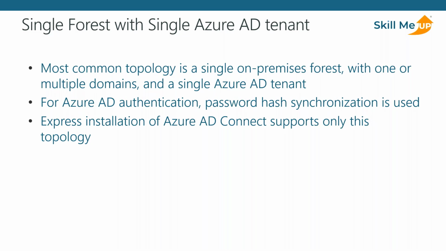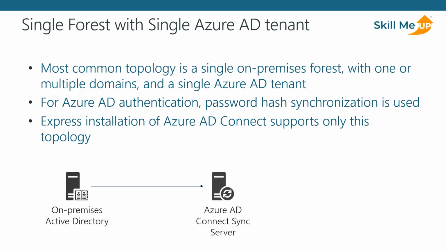This is called the express installation of Azure AD Connect, and the topology works very similar to this. There's an on-premises Active Directory, which is connected to an Azure AD Connect sync server. In most instances, that's actually the same server as Active Directory, but best practice is not that. And then this is connected to Azure Active Directory.